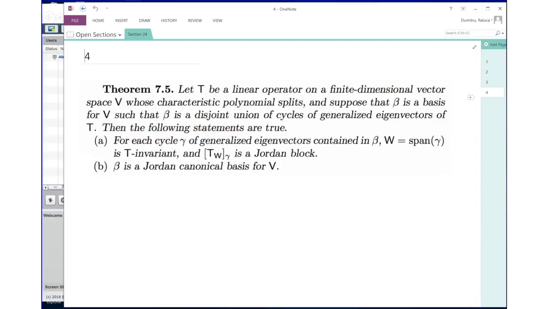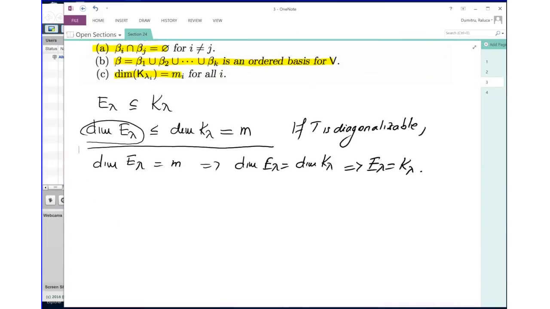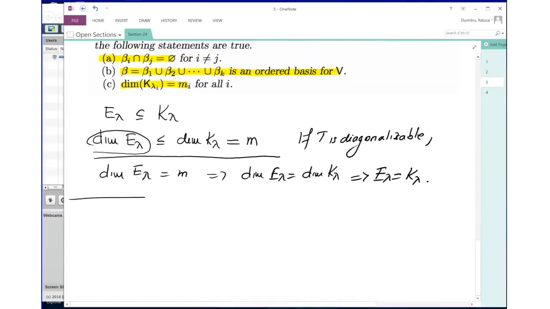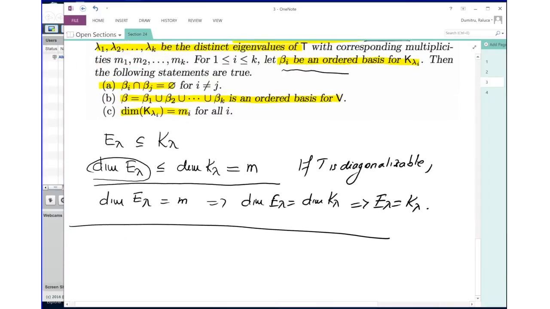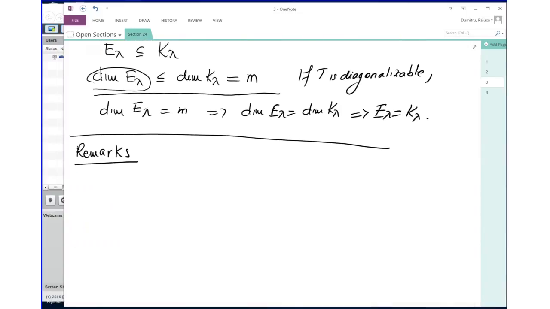All right, so let's see how to find those bases, because this is the key here in the Jordan canonical form. How do you actually find those bases beta for K lambdas? Well, let's make some remarks. One. So let's say T is linear and x is a generalized eigenvector for T. So x is a vector in K lambda with corresponding eigenvalue lambda.